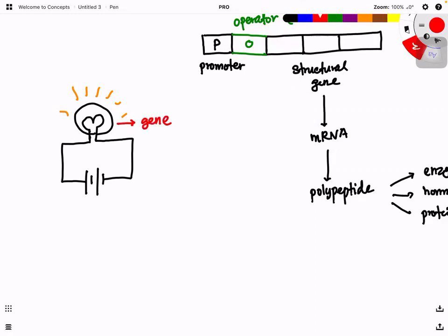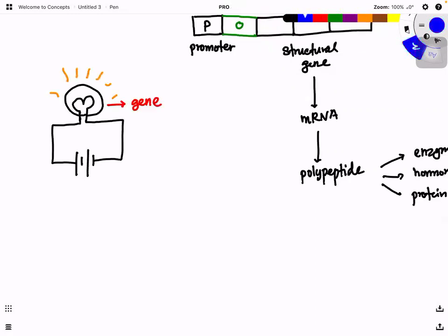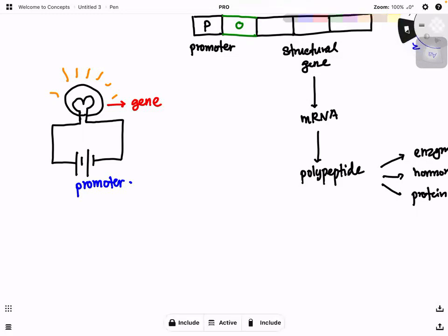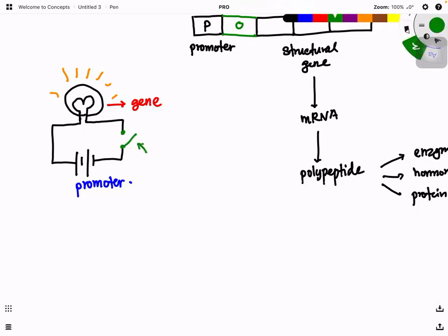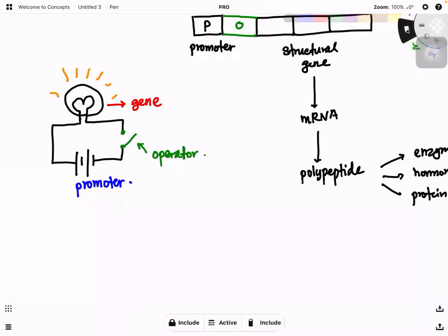But the problem here is, who is the promoter? Battery is the promoter. So it means that if you have the light, the gene, without promoter, basically you have the light bulb without the battery. So it won't switch on in this case. Are you clear? But if you want to control the gene, you need to add a switch. So this switch actually is the operator.